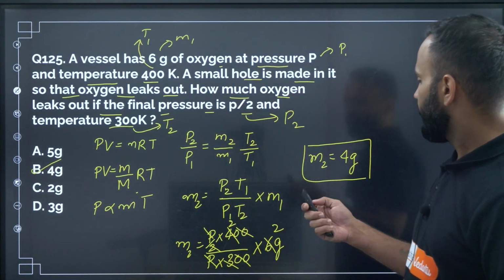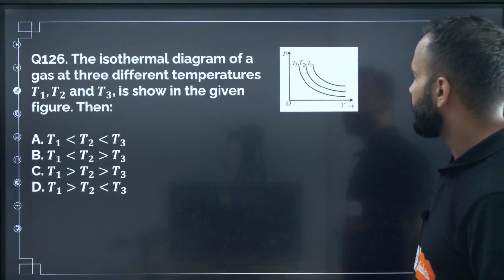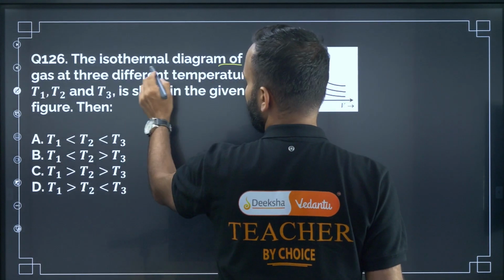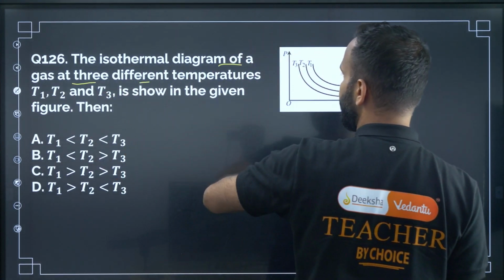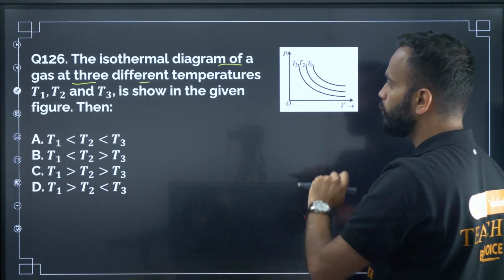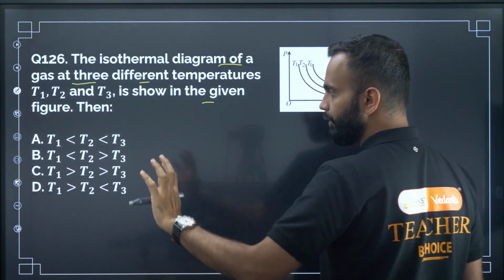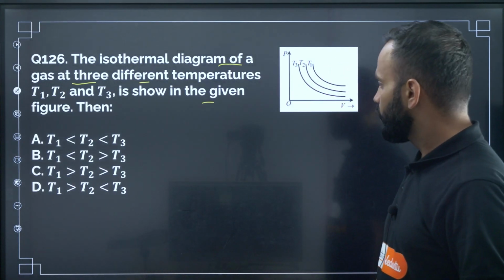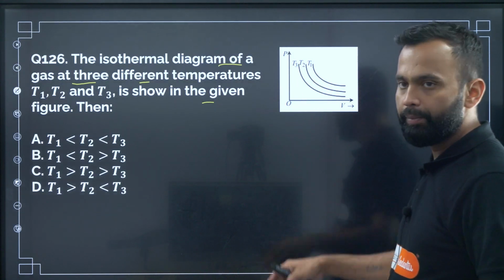Okay, yeah. Next question, question number 126. The isothermal diagram of a gas at three different temperatures, T1, T2, T3 is shown in the given figure. Okay, then, so we need to find the order of the temperature.